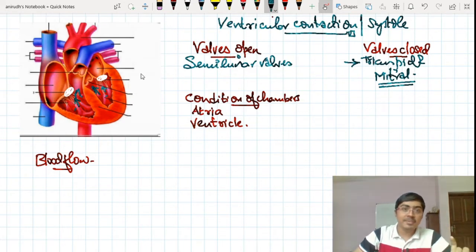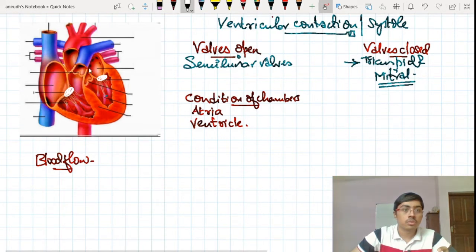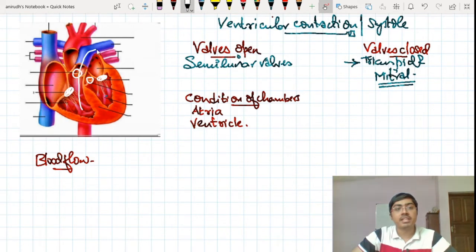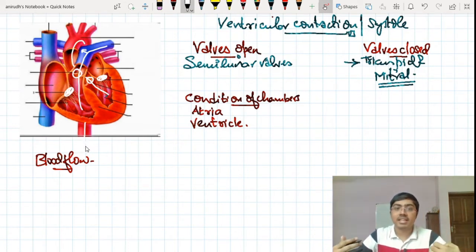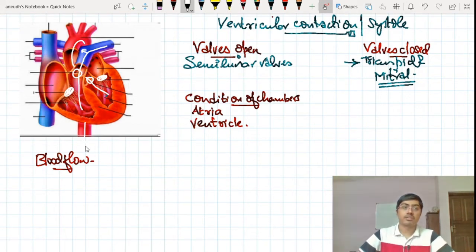Okay, so that means when you open up the semilunar valve, these two valves are open, the blood will now go from the right ventricle into the pulmonary artery in this way, and the left ventricle to the aorta. So it goes all the way here and this comes down to supply the entire part of the body. So this is what is going to happen during the time of ventricular contraction.